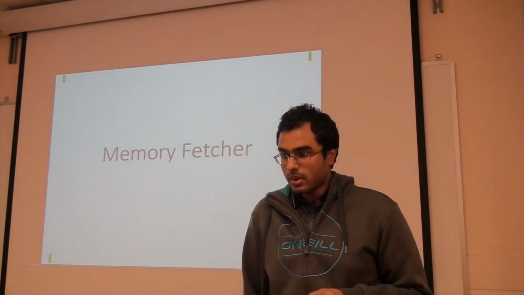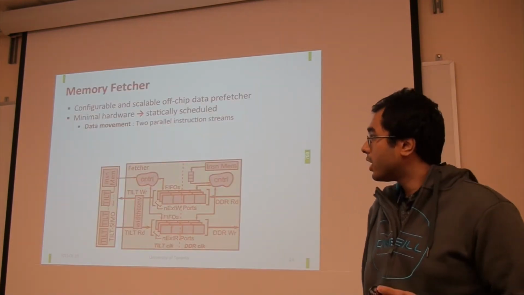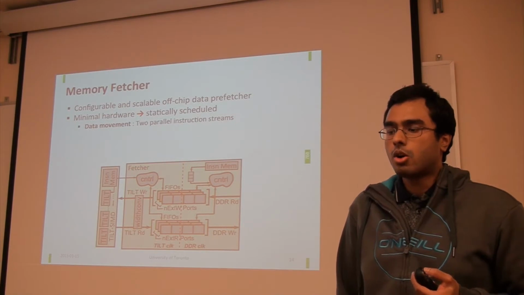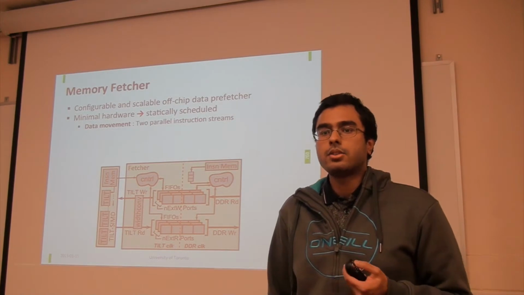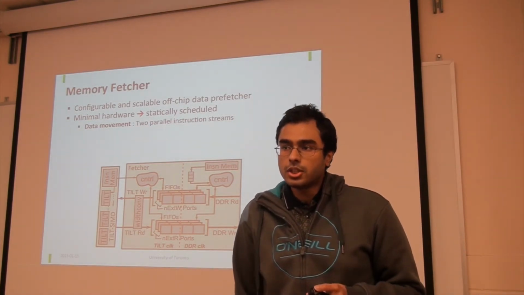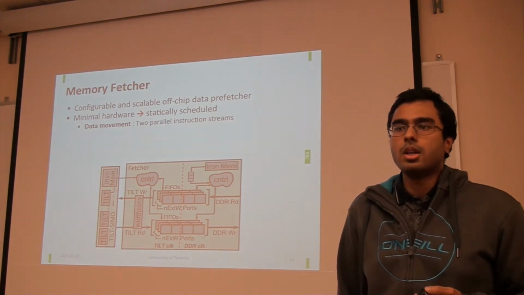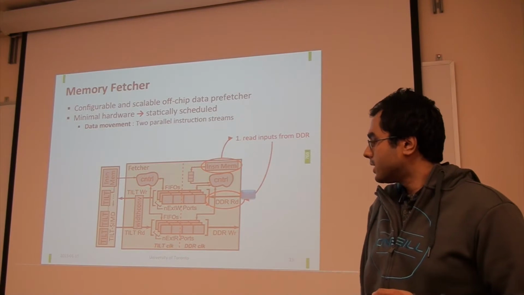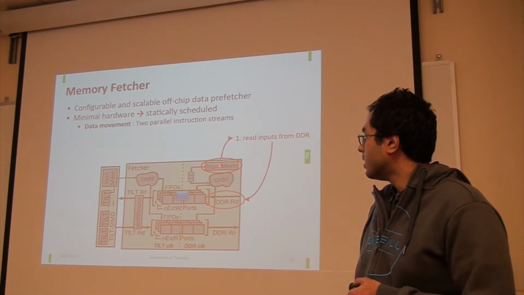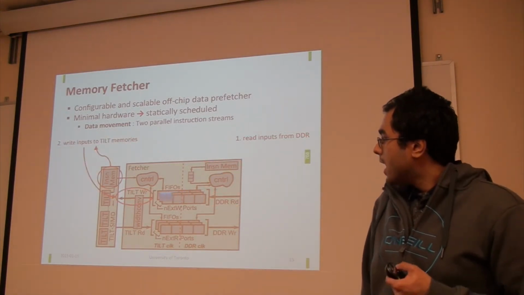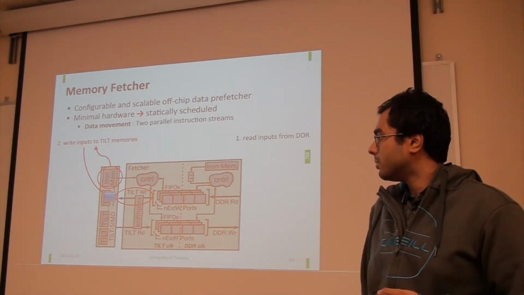We begin with a brief description of the memory fetcher, which is a configurable and scalable off-chip data prefetcher and a coprocessor to tilt. Like the tilt compute unit, it is designed to have minimal hardware, which means that it is also statically scheduled. The instructions that move data between multiple tilt compute cores and off-chip memory are separated into two parallel instruction streams. To illustrate with an example, input data is read from DDR memory into these FIFOs using the fetcher's instruction stream. At some later point, this data is written into the tilt data memories using the tilt's execution stream.